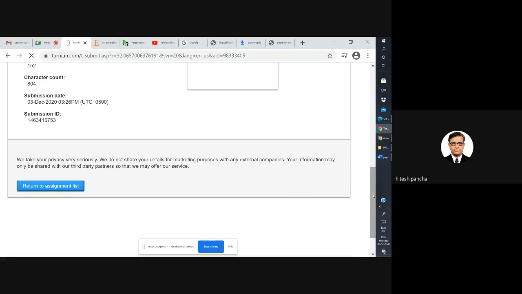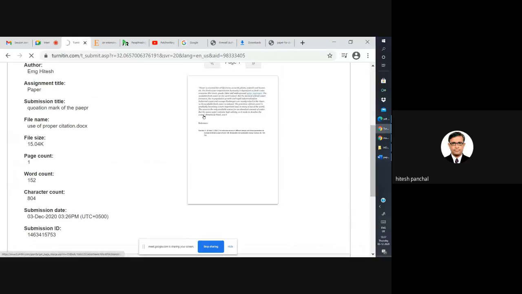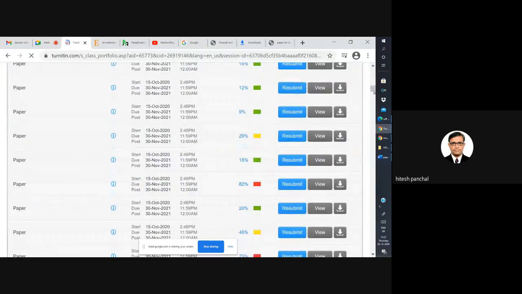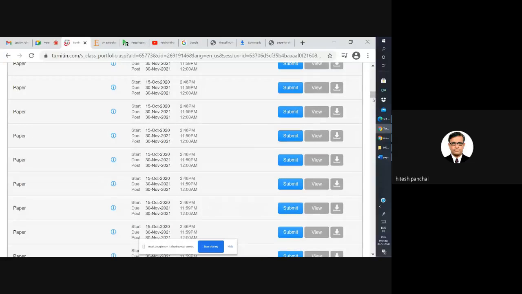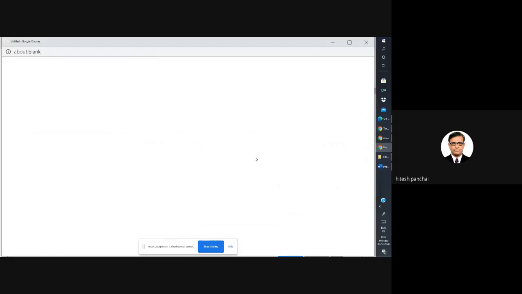Now one more thing is remaining. Here you can see the inverted comma is here, the citation is here, and also references that contain the proper issue, volume, and paper, and we can say the page number also. Now you can see 0%. This is called proper writing.